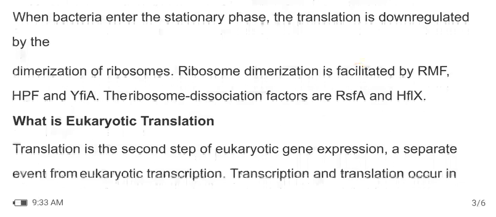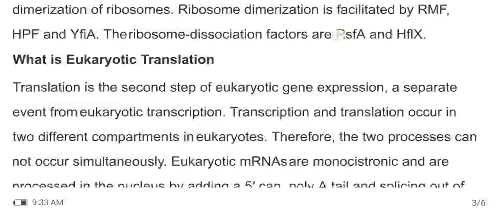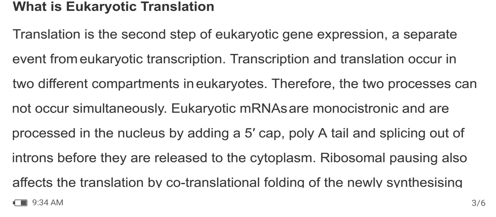What is eukaryotic translation? Translation is the second step of eukaryotic gene expression, a separate event from eukaryotic transcription. Transcription and translation occur in two different compartments in eukaryotes. Therefore, the two processes cannot occur simultaneously. Eukaryotic mRNAs are monocistronic and are processed in the nucleus by adding a 5' cap and poly A tail and splicing out introns before they are released to the cytoplasm.